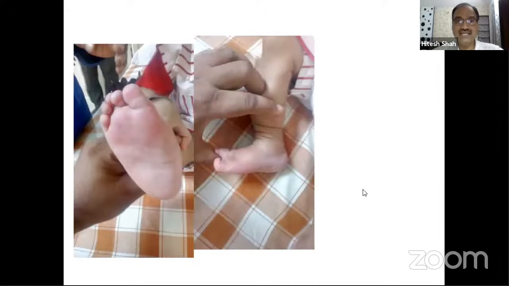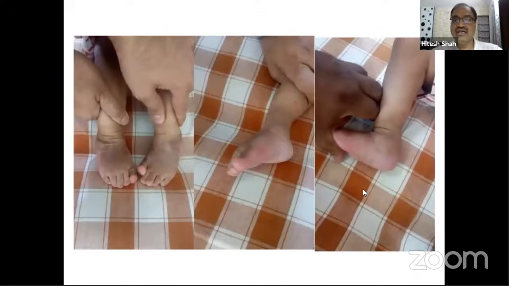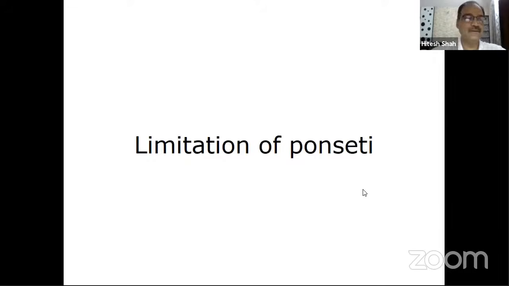This is the same child after the correction of the forefoot equinus, and it can be corrected with the abduction. And this is after tenotomy. You can see there is a complete, good 15-20 degrees of dorsiflexion. It is maintained with the abduction orthosis.